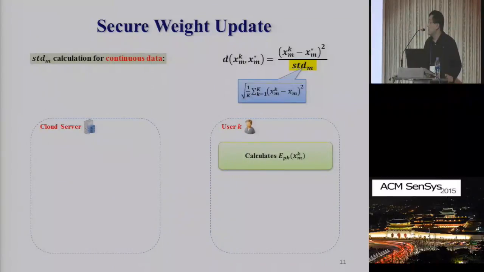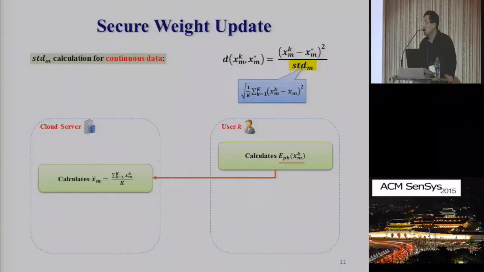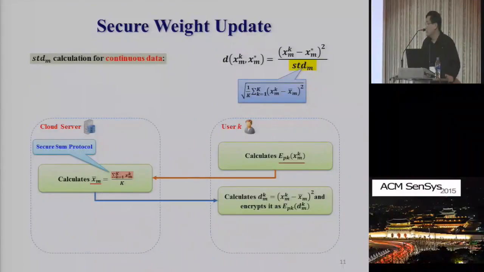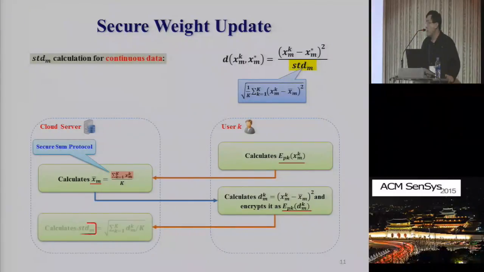So to achieve this, each user will first send the encrypted observation to the server, and the server will calculate the summation of the observation using the secure sum protocol. And so it can calculate the mean of the observation. And the mean value is returned to the user so that the user can calculate the square distance between his or her observation and the mean value. And it will encrypt this distance and send it back to the cloud server.